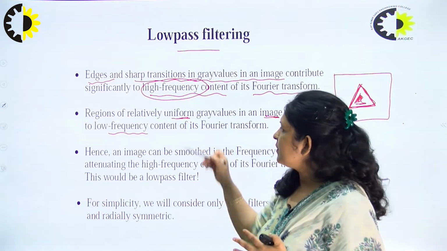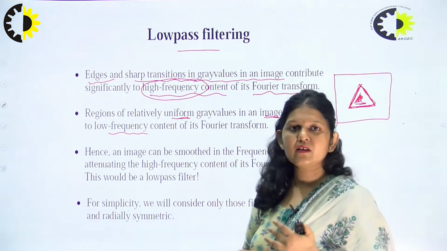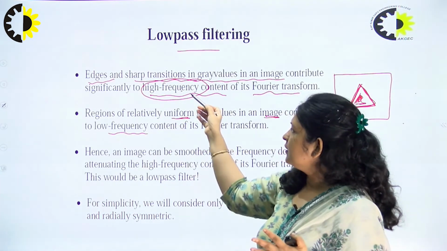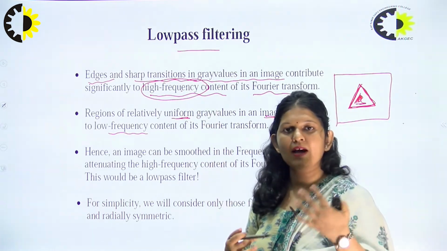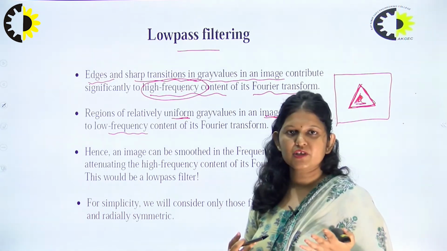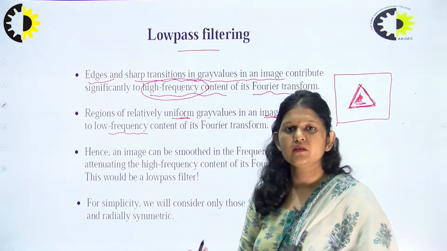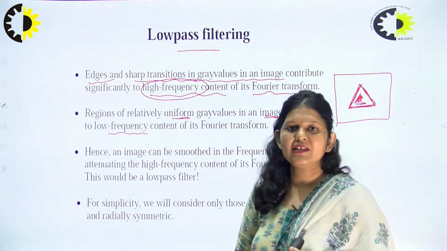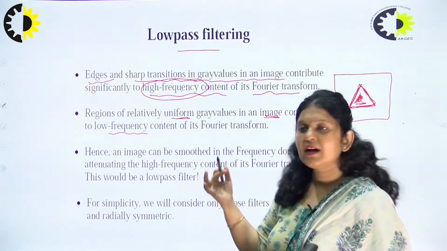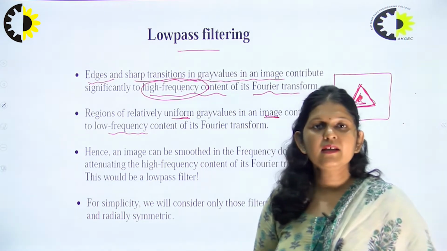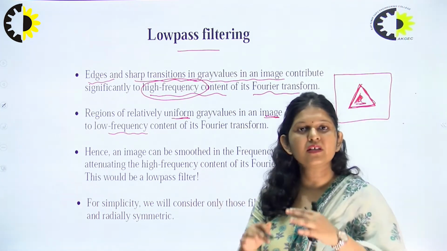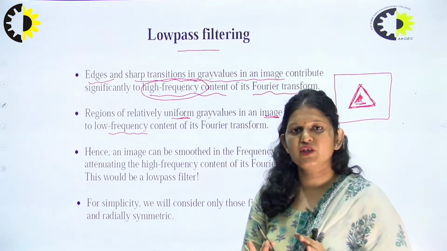So just remember these two things. It's very important that we know what is represented by the frequency domain components. High frequency components represent the transitions, sharp transitions, moving from one object to another object, the sudden change in the intensity values, or the edges. These are represented by the high frequency components. And the low frequency components represent almost the interior of any object.